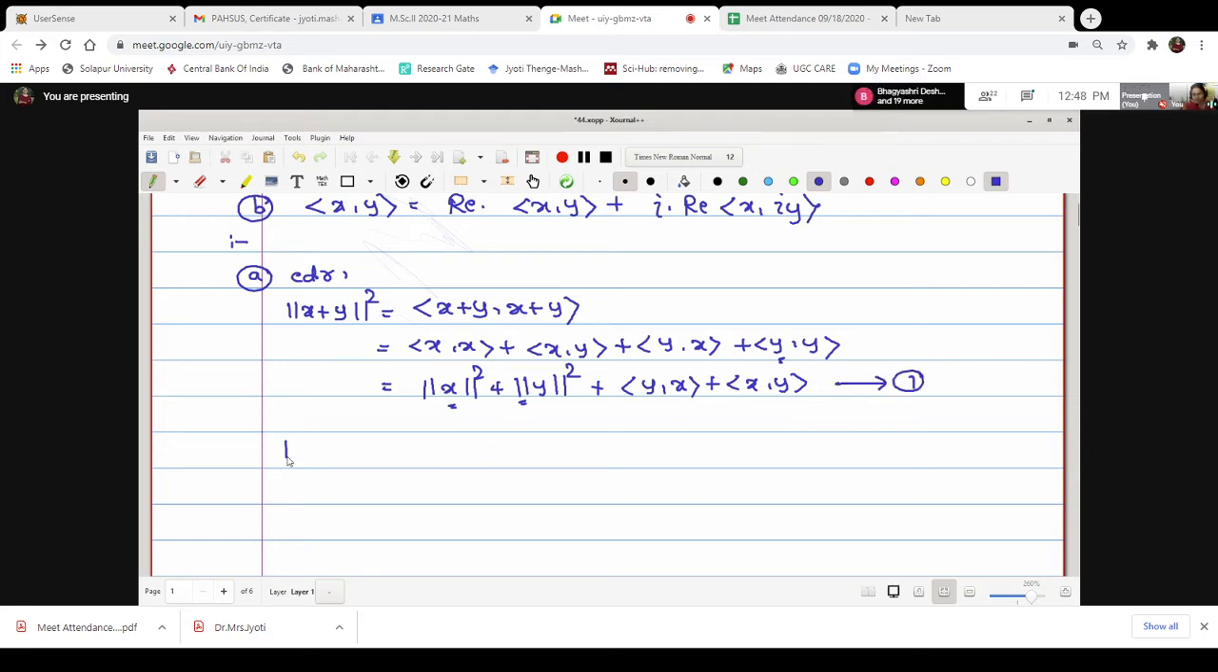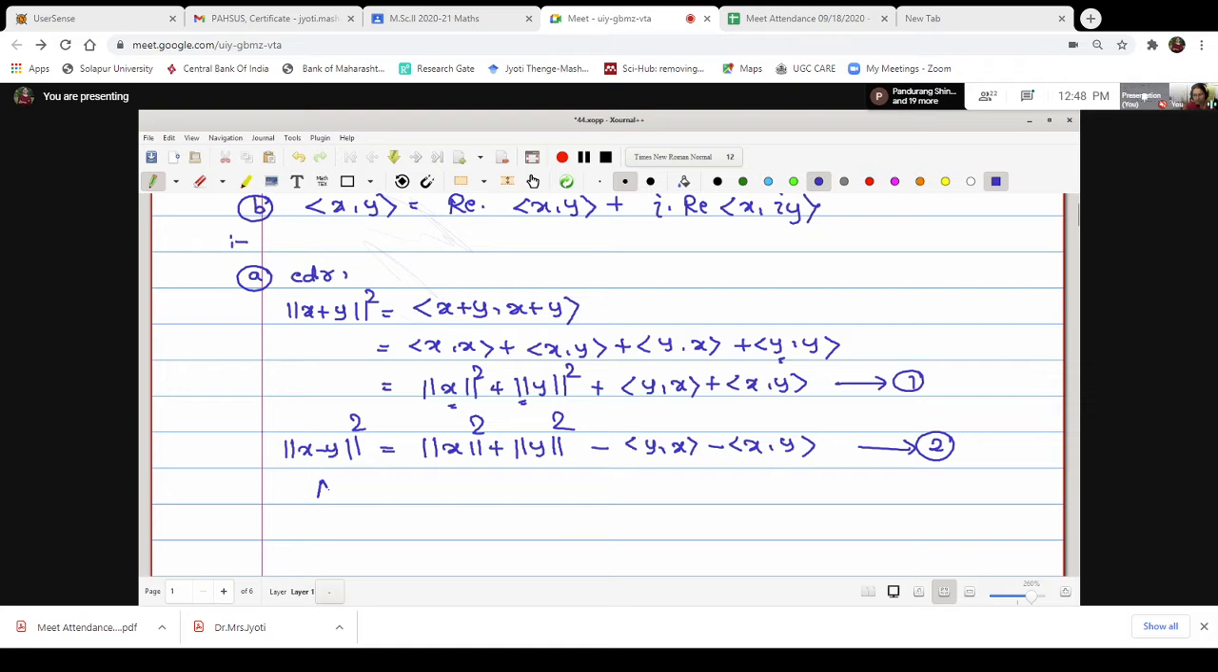Similarly, we will find the value of the second, norm square of x minus y. May I write directly this as norm square of x plus norm square of y minus inner product of y with x, minus inner product of x with y. Let me call it statement number 2.